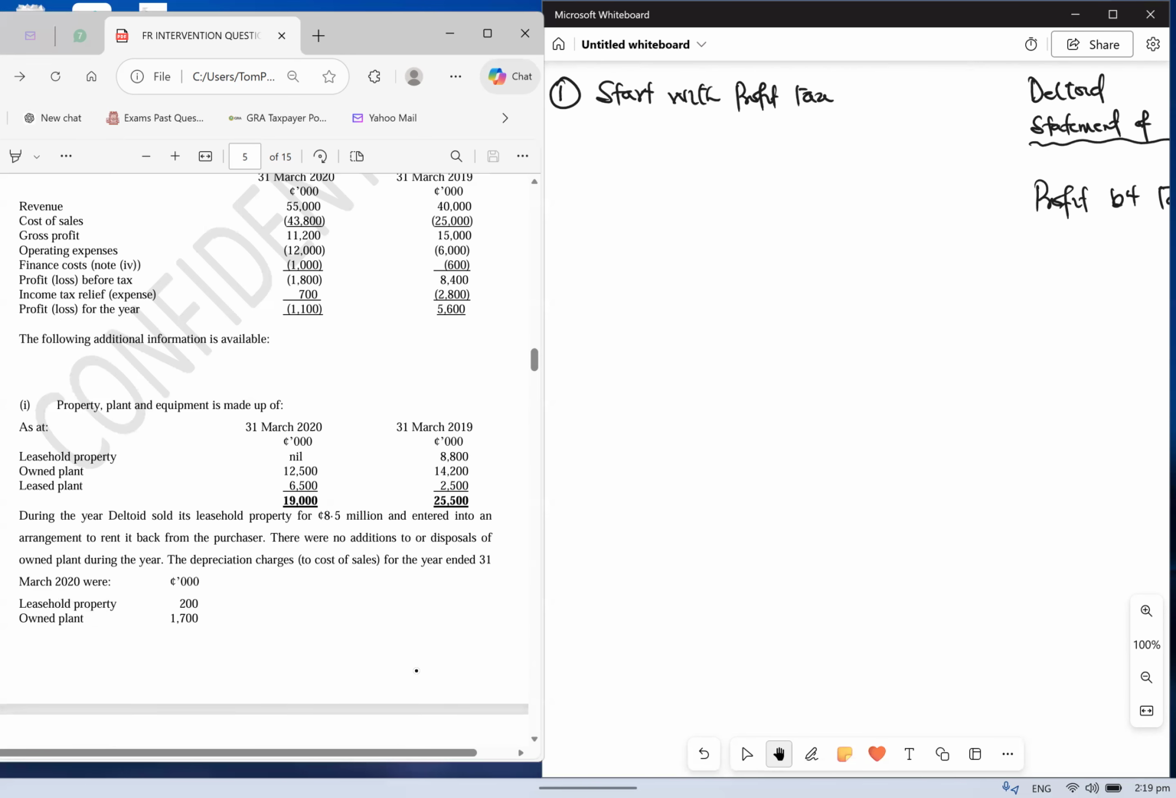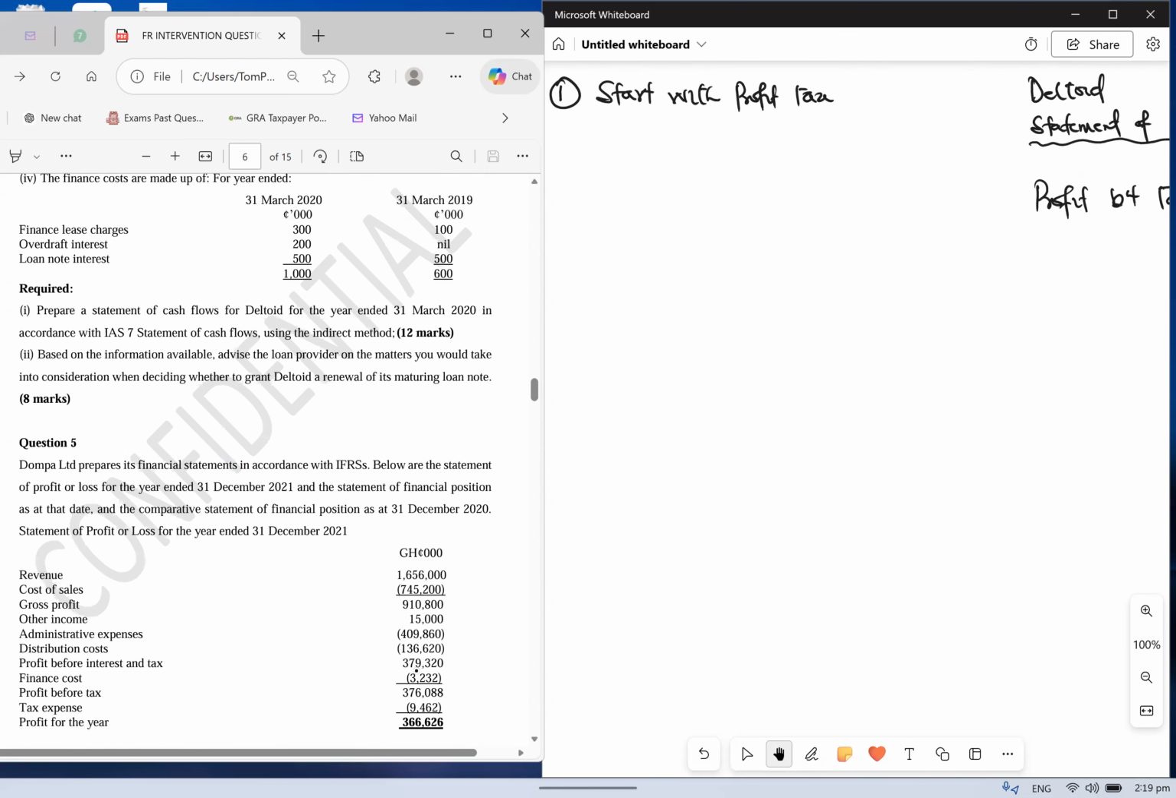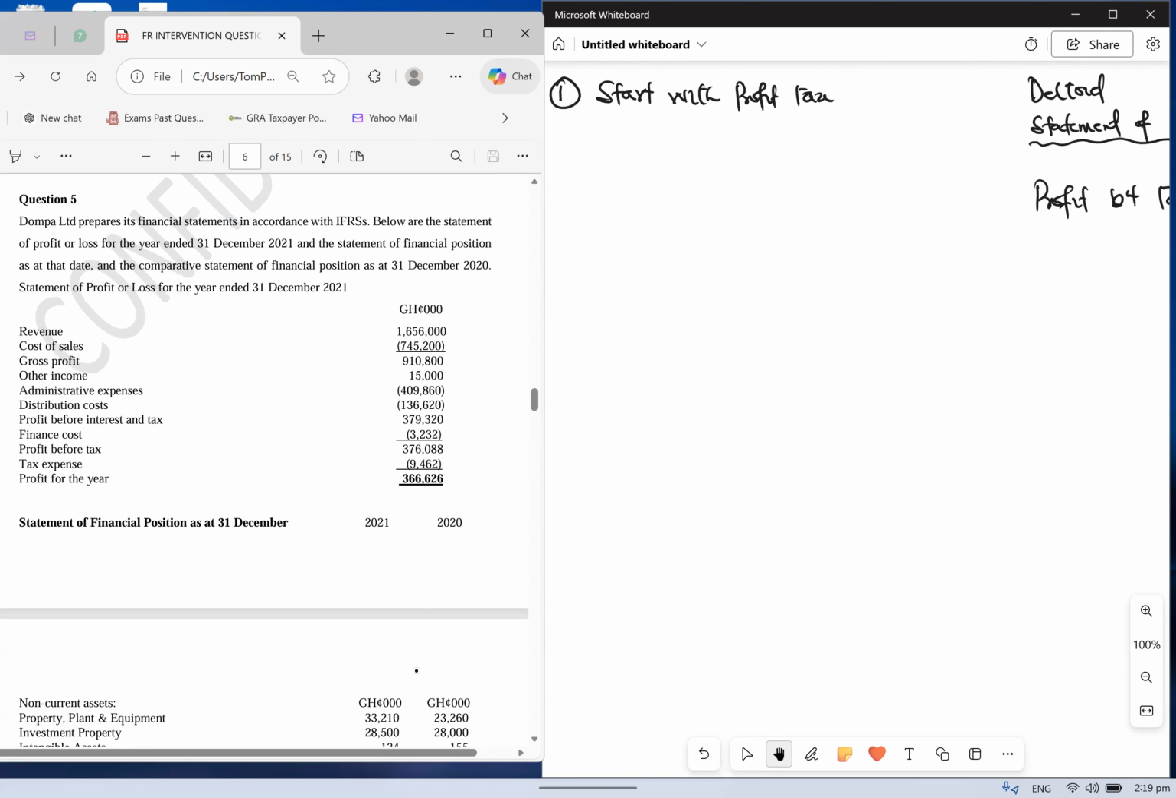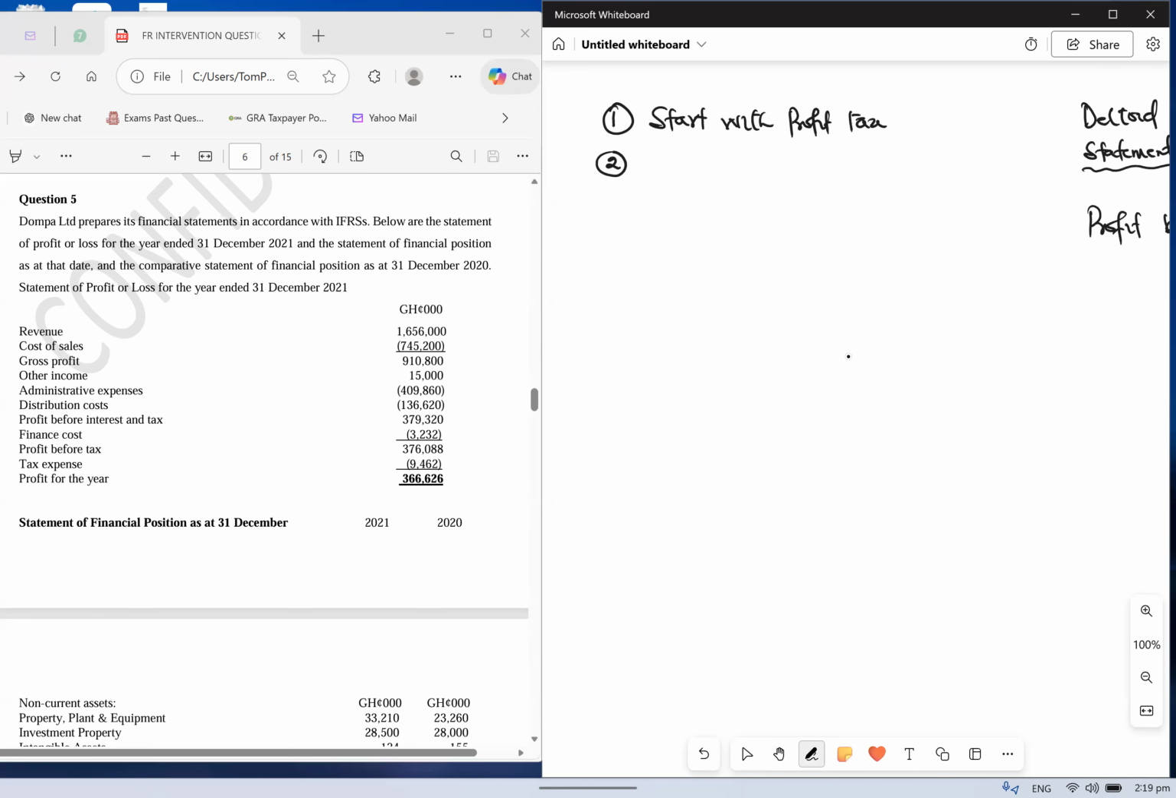So you will be the one to solve this question. Question 5. Though I will do it with you, but if you were doing question 5, what would be the figure you will start with? Quick. 379. All right. So you'll be following these things as we go. All right. Step 2 is to do your adjustments.